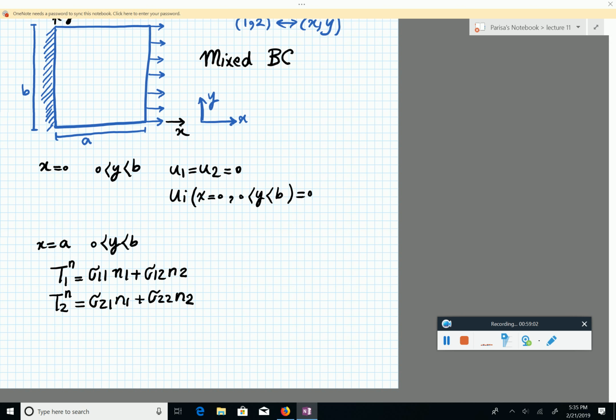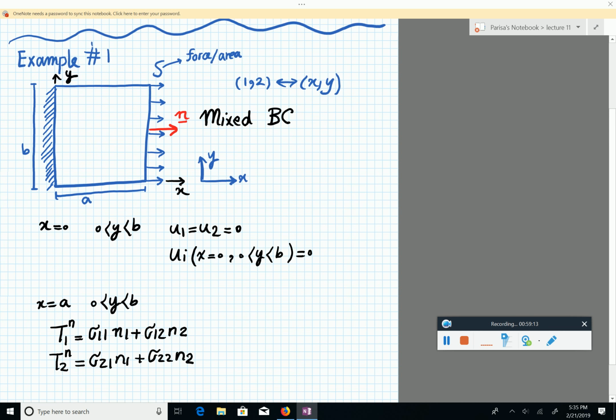Unit vector normal to the boundary, right? So if I want to draw n here, isn't that n? Now that we are at it, let's have the n for the other boundaries too. We have 4 boundaries, not 2. So these are the n's for the other boundaries.